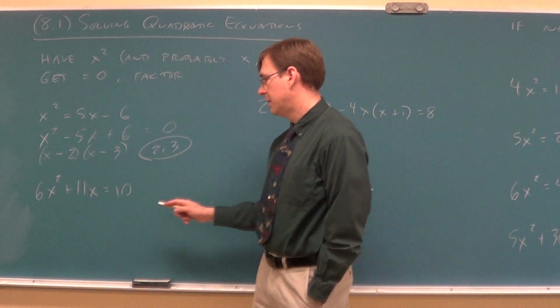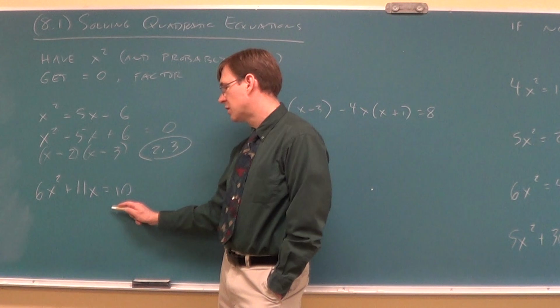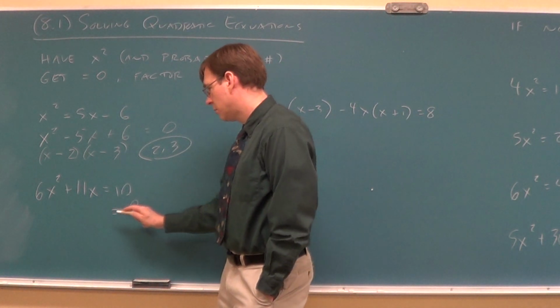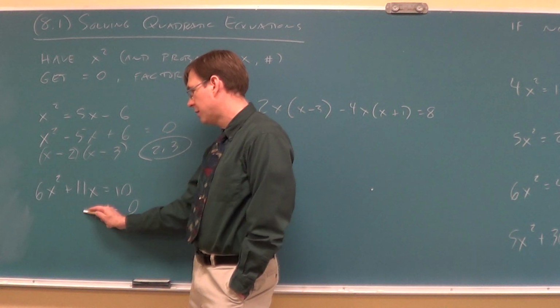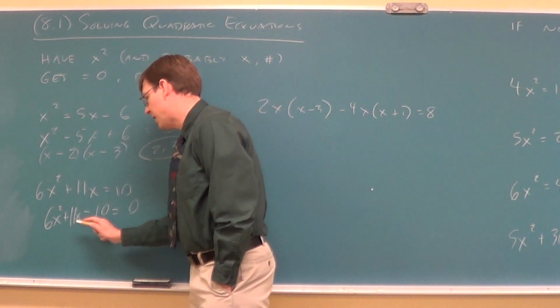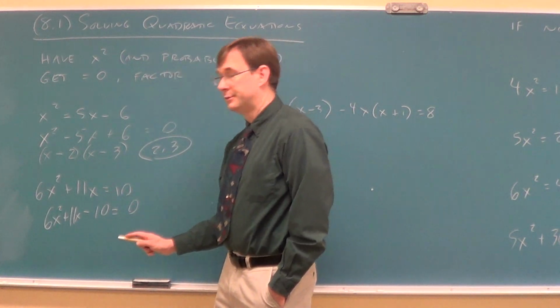So much fun. Let's do it again. So this first move, make it equal 0. So when the 10 comes over, minus. So 6x squared, 11x, and so on.